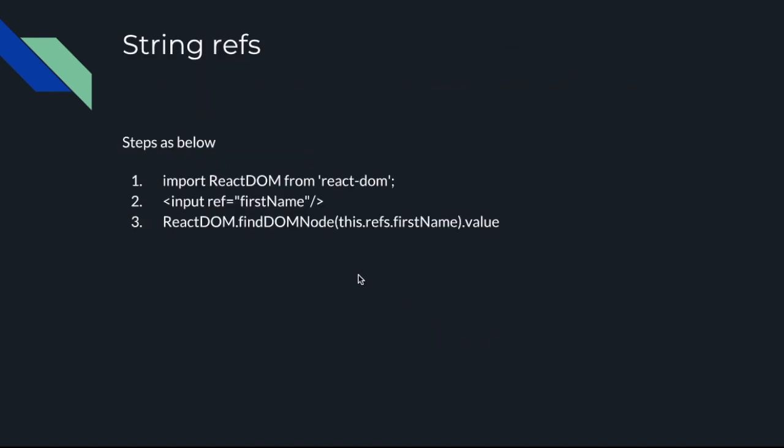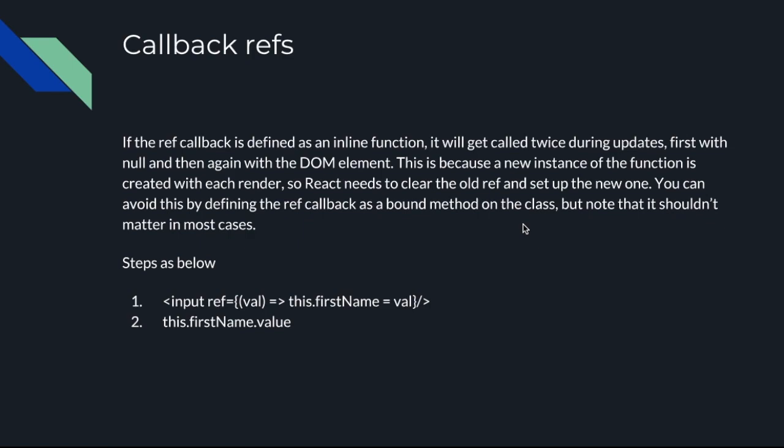For string ref, the first step is you import ReactDOM from the react-dom npm module, and then you simply define the ref and the property name like first name, last name, age, gender, whatever. And the third step, how we can get the information from that element, just like an input element: we can use the ReactDOM you already imported, dot findDOMNode, and then you pass this.refs.firstName, the property we already defined in the input tag, and then dot value. So once you create it, you can get the value.